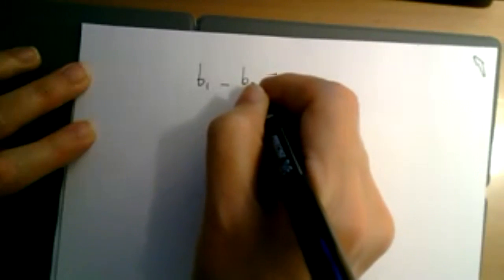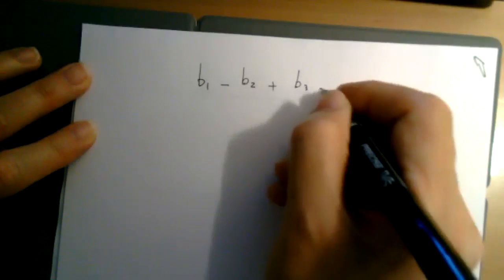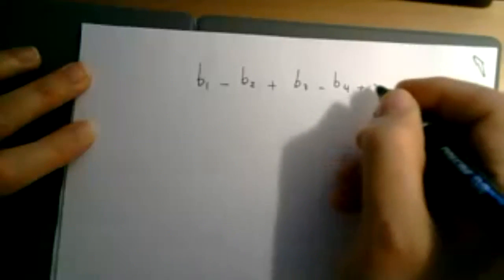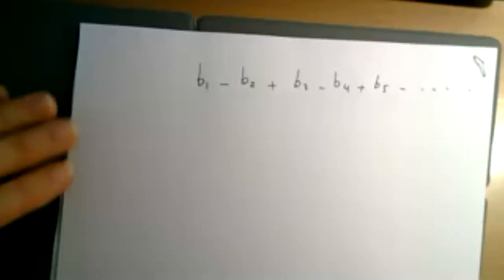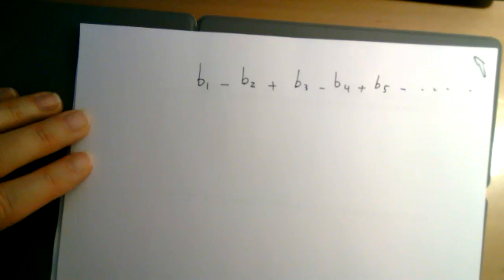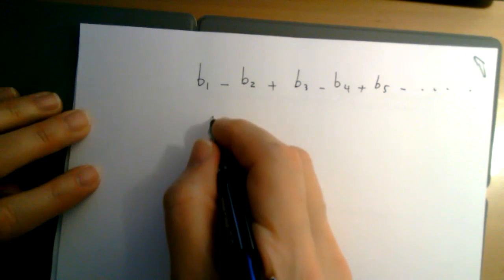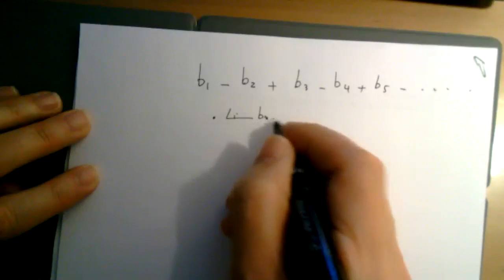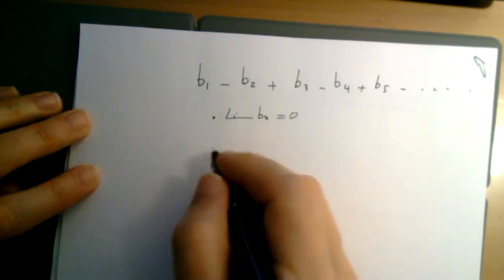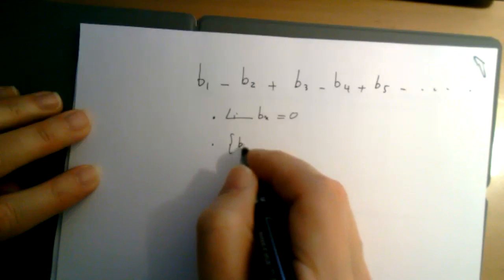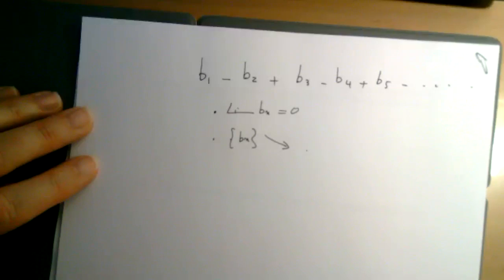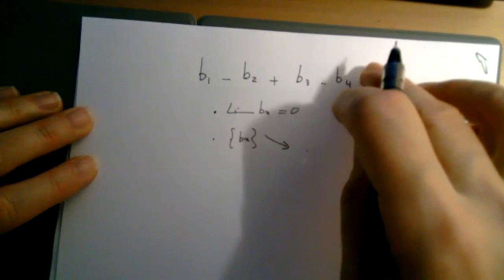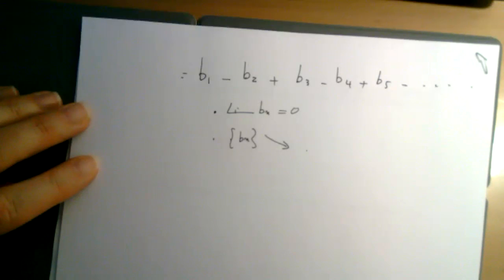Suppose you have an alternating series. It means that's the format: alternating, plus all the b's are positive. And suppose this alternating series satisfies the following conditions. The terms go to 0, and the sequence of terms decreases. Why do those two conditions guarantee that this series actually converges?